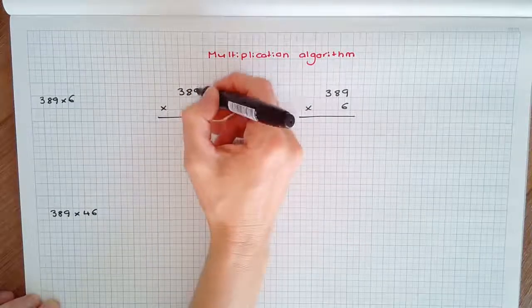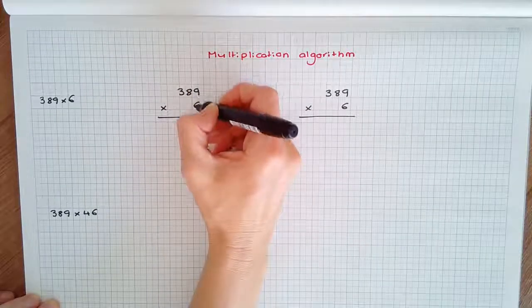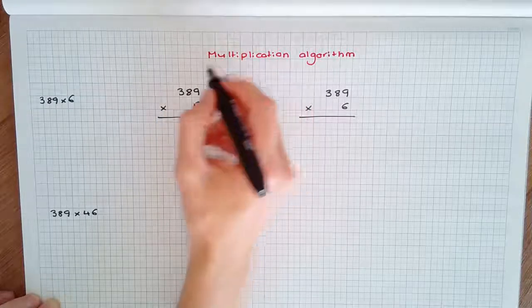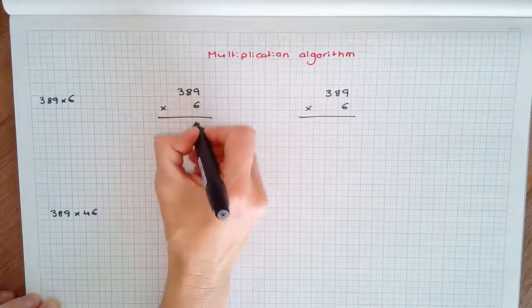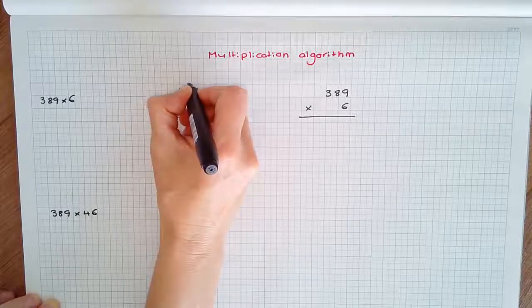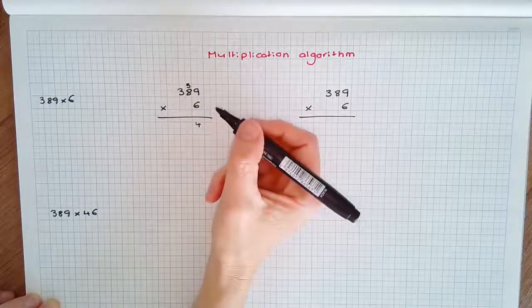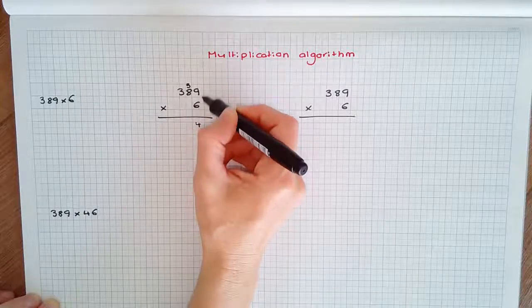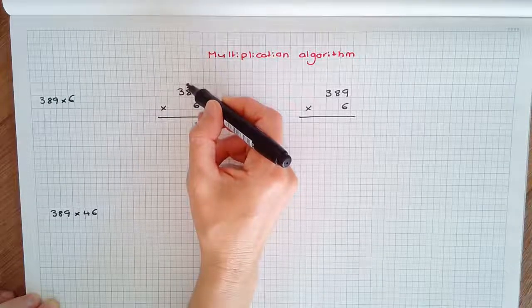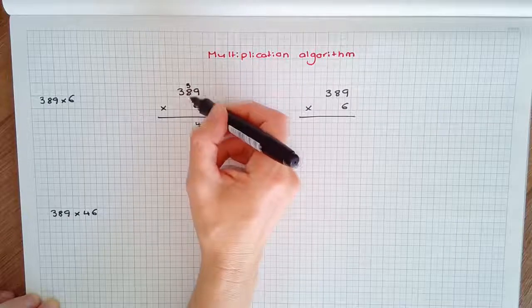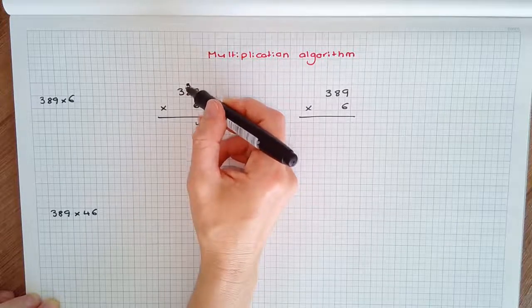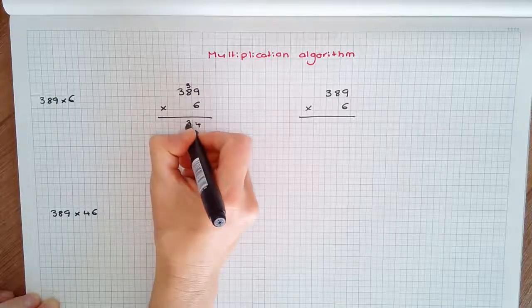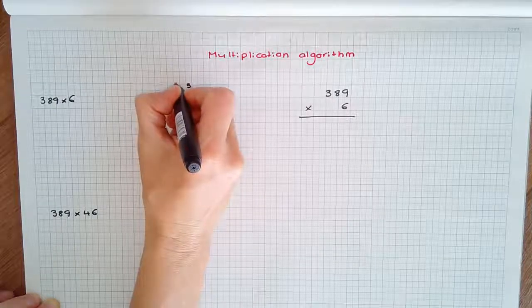Starting from the right-hand side, 9 times 6 is 54. That is 5 tens and 4 ones. I'm going to put the 4 ones in the ones place value and carry over the 5 into the tens place value. Now I say 8 times 6 is 48, plus the 5 I already had in the tens place value is 53. So I'm going to put the 3 in the tens place value and carry over the 5.